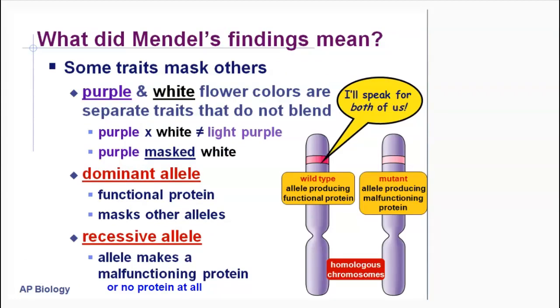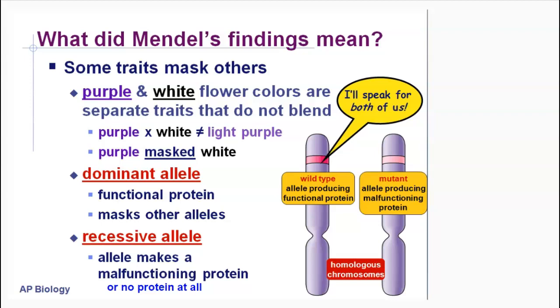Basically, in that first generation, all the whites went away. So what does that mean? That some traits might mask or cover up other traits. When you breed a purple and a white, it doesn't necessarily make light purple, it made all purple. And so the purple masked or covered up the white. What's going on here is some alleles are called dominant. I'm sure you remember this from intro bio.